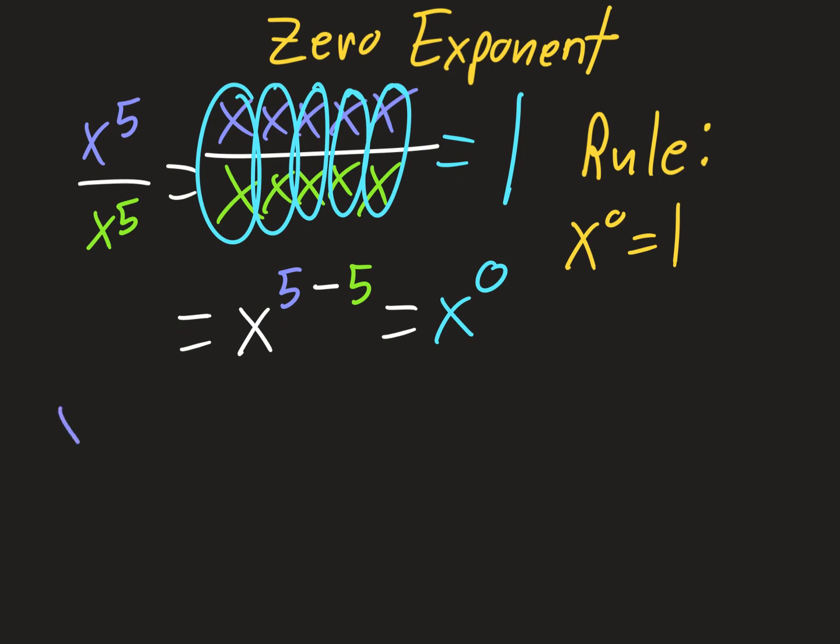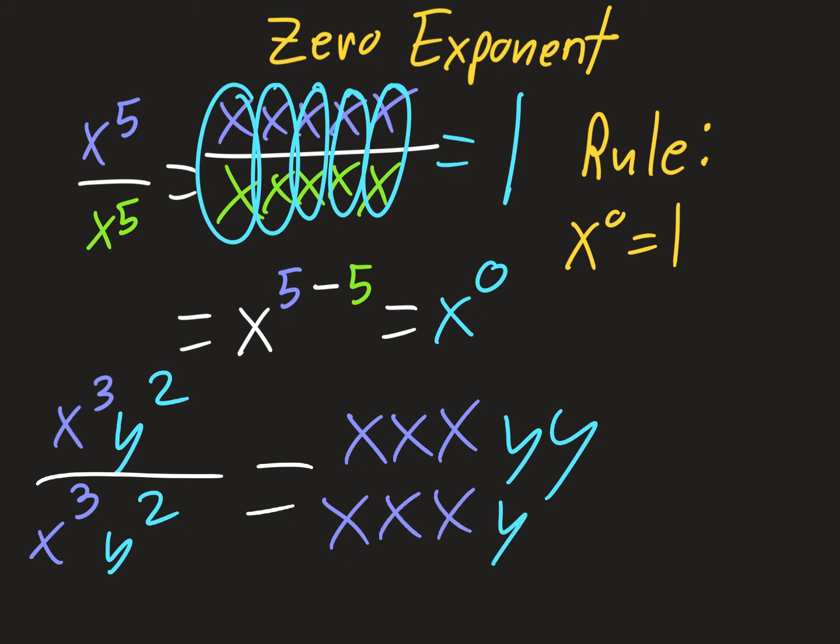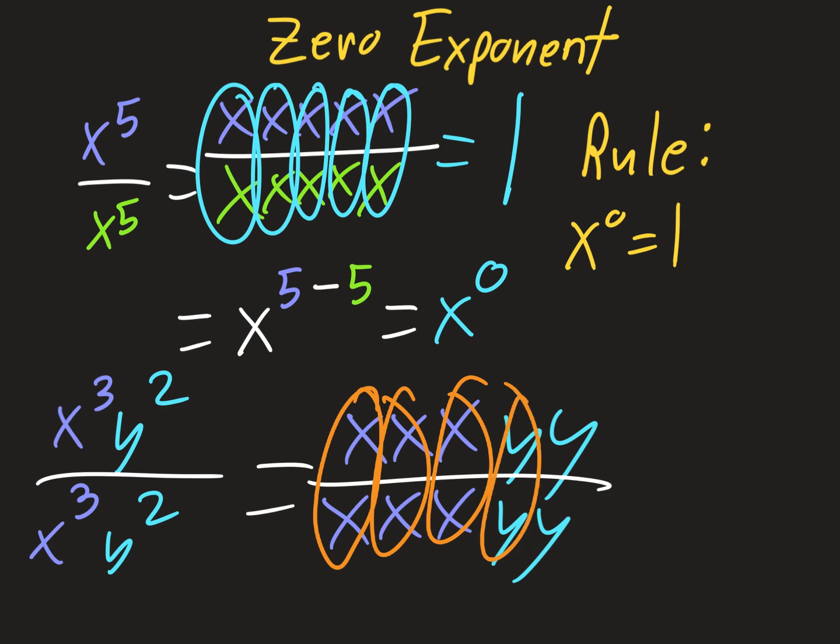x to the third y squared over x cubed y to the second power will give us 3 x's on the top and 2 y's on the top. It'll also give us 3 x's on the bottom and 2 y's on the bottom. Since the number of x's on top and bottom are the same, they cancel out. And since the number of y's on the top and bottom are the same, they will also cancel out when paired up. This means that we are left with 1.